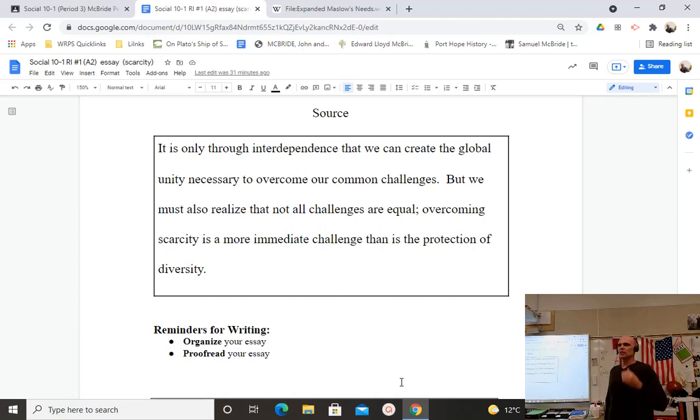Any more assumptions? Assumption that you're going to be able to do what? It's assuming that interdependence is going to create... There's a big assumption here that interdependence is the path to something. And what is the path to? Global unity. Right? Equality is cool too, but I'm going to say global unity. So the assumption of the source is that interdependence will create global unity.